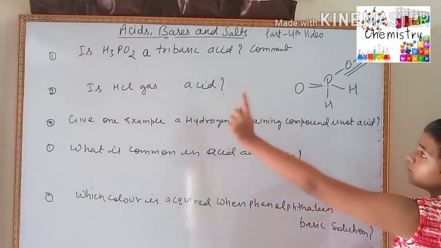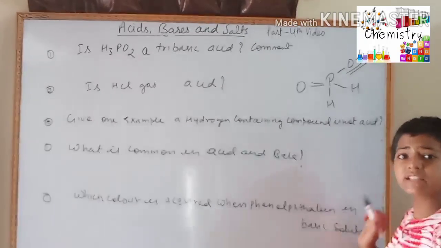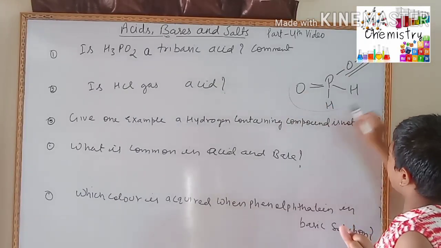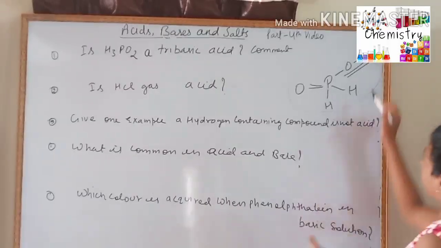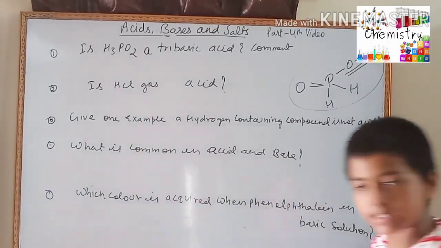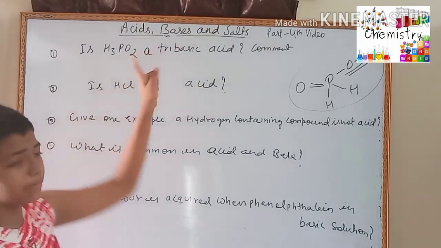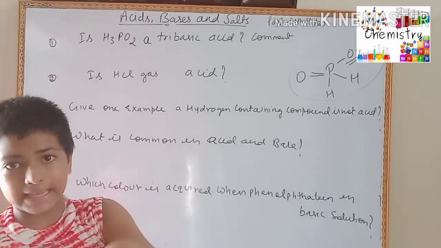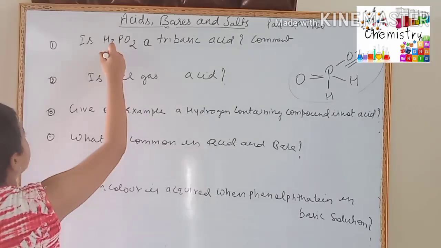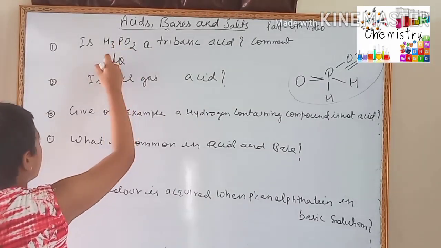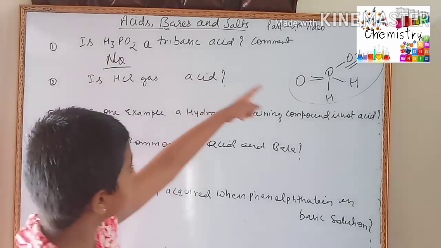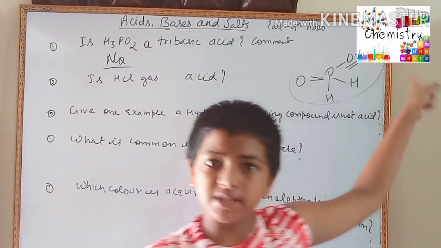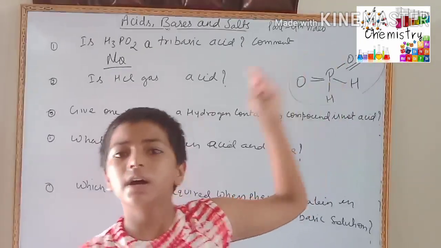And what do we mean by basicity? Basicity is the number of hydrogen ions ionizable in a particular acid. So over here only one is ionizable, so the basicity will be 1. That is, it is a monobasic acid. So the answer to the statement will be no, or false, because only one H is ionizable in this particular acid.